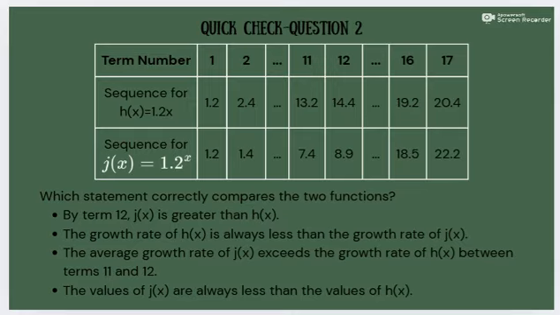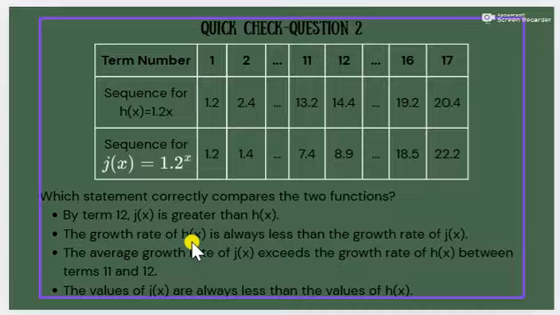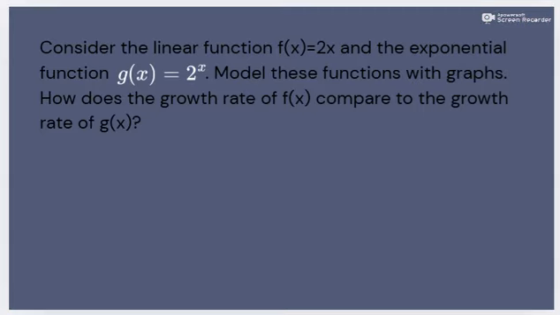Okay, quick check question number 2. Here's your table. Which statement correctly compares the two functions? By term 12, j of x is greater than h of x. The growth rate of h of x is always less than the growth rate of j of x. The average growth rate of j of x exceeds the growth rate of h of x between terms 11 and 12. The values of j of x are always less than the values of h of x. So go ahead and figure that out. Figure out which one of these is right.